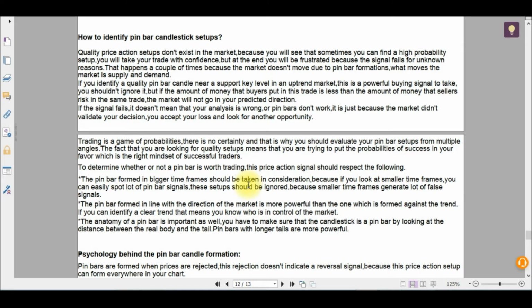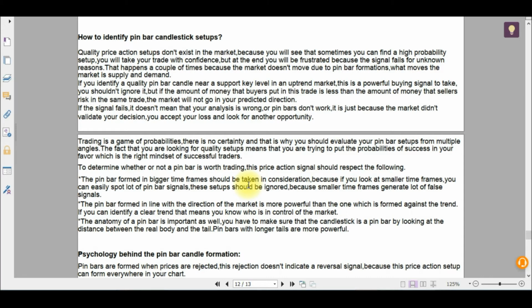You need to know that there are buyers and sellers, real people with emotions, who are moving the markets. What moves the markets is supply and demand. So if you identify a quality pin bar candle near a support key level in an uptrend market, this is a powerful buying signal to take. You shouldn't ignore it. But if the amount of money that buyers put in this trade is less than the amount of money that the sellers risk in the same trade, this means that the market will not go in your predicted direction.